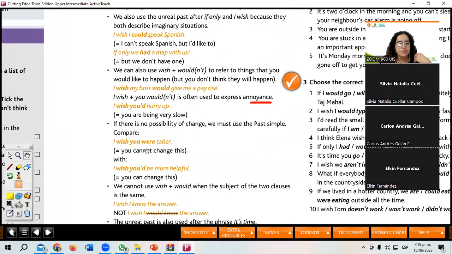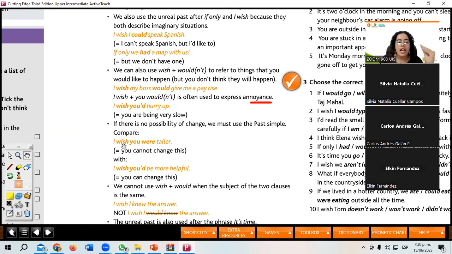All right. Okay, guys, so we continue here. I wish you would hurry up. Ojalá te apuraras. If there is no possibility to change, we use the past simple. Esta es importante. Si no hay posibilidad de cambio, si sabemos que esa situación no va a cambiar, debemos usar el pasado simple y no el would.